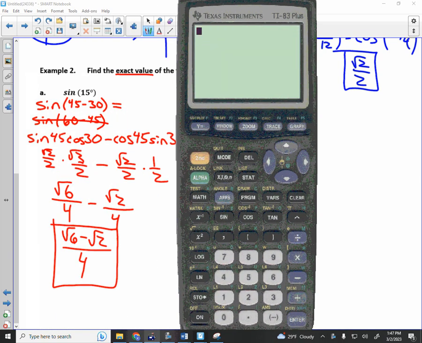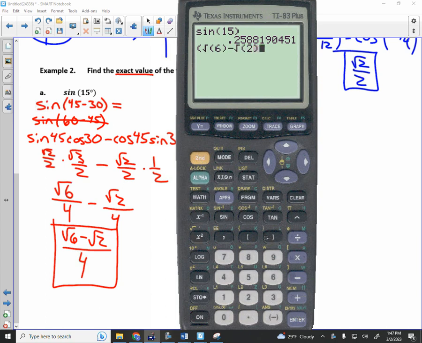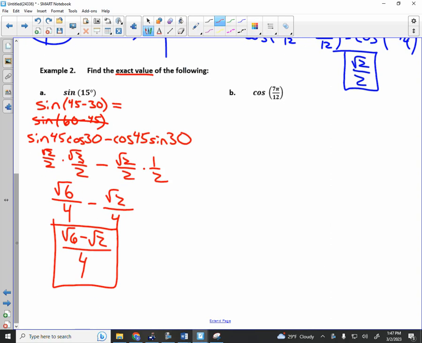As I try to check, if I type in sine of 15, you can see what I get. And if I type in the root of 6 minus the root of 2, and take that and divide that by 4, they are identical, aren't they? That's pretty impressive. Tenley's a smart kid, but she can't do that. You guys can because you know how to do trigonometry. You're really smart. Talk to your partner. What should you do with the next one? Talk.